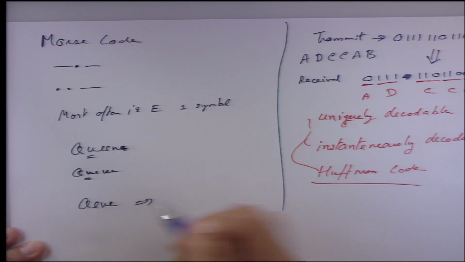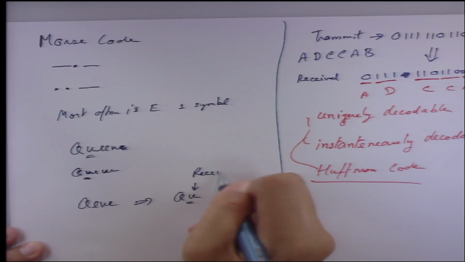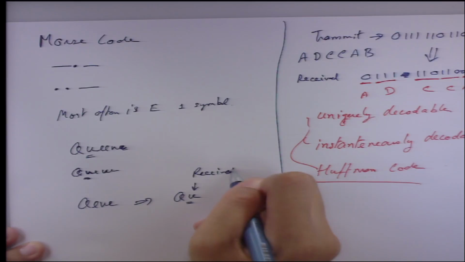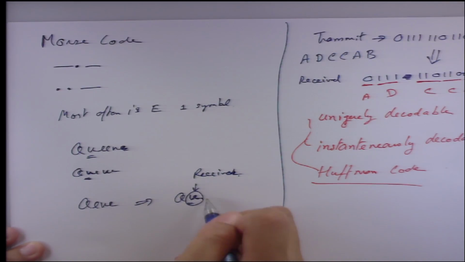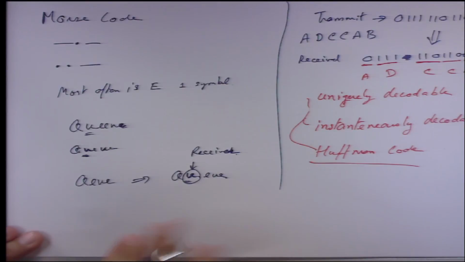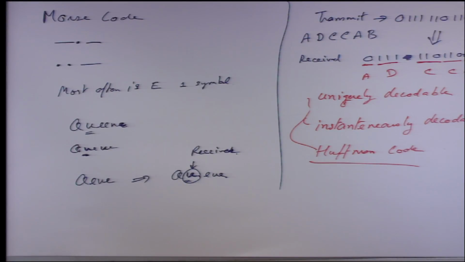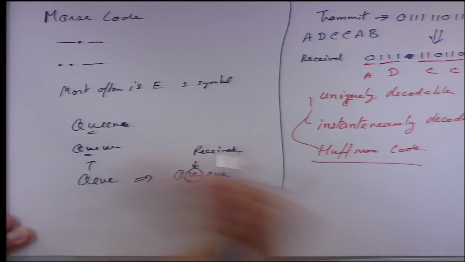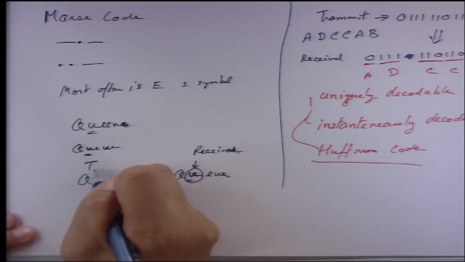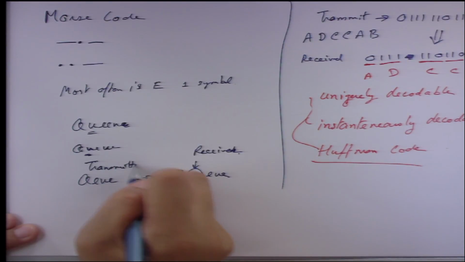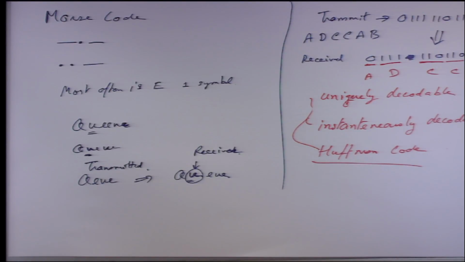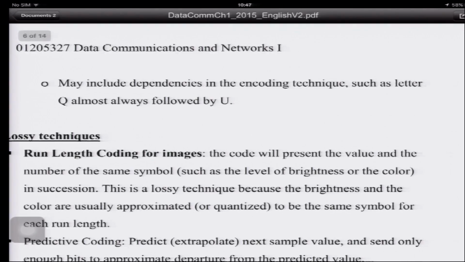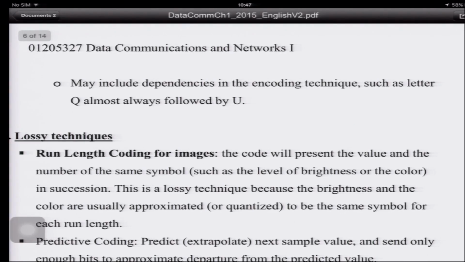And then the receiver knows that if there is a Q, it adds the U by itself, because it knows that you have to add U to follow the Q. This is what I'm saying: Q is almost always followed by U.